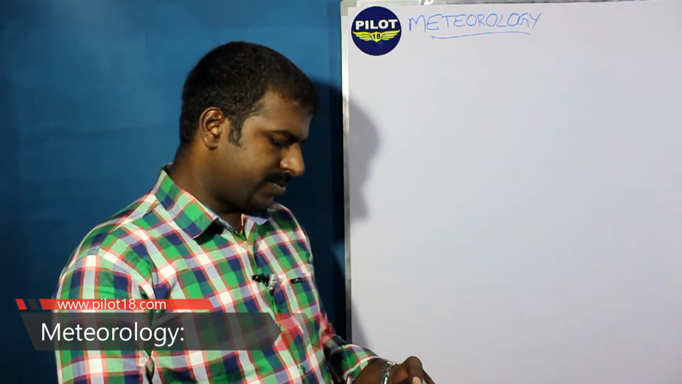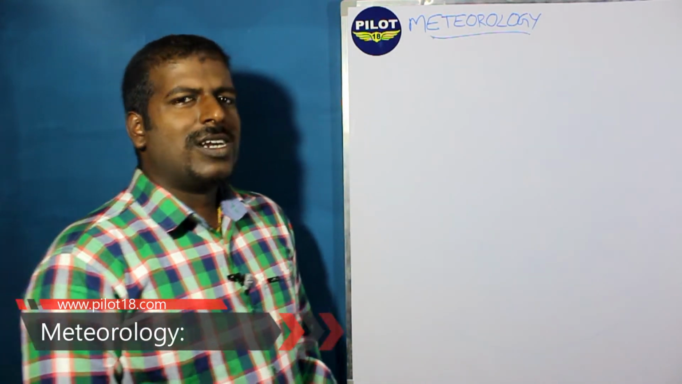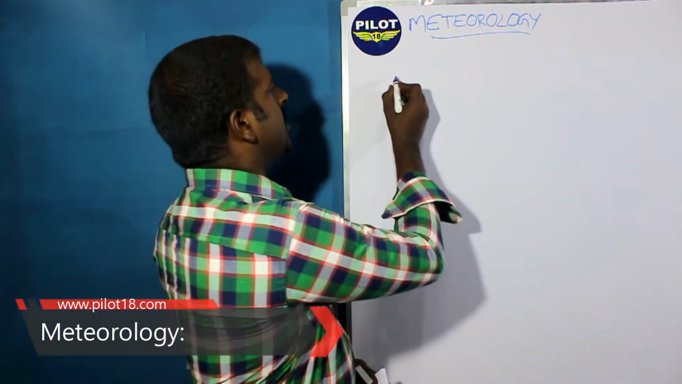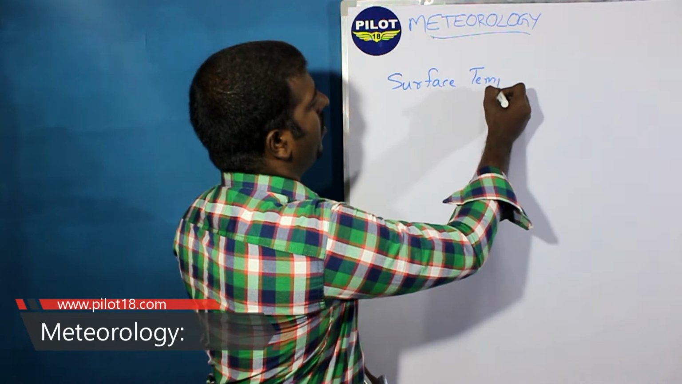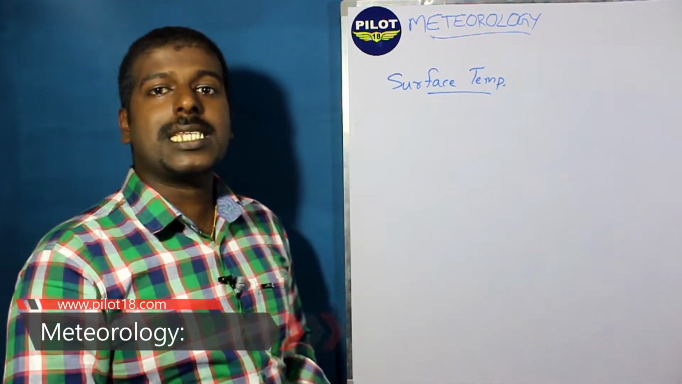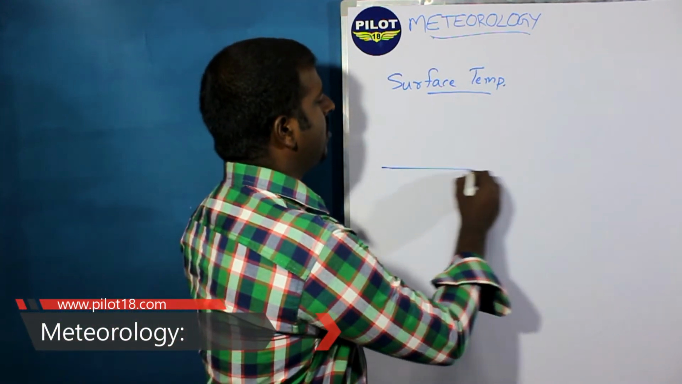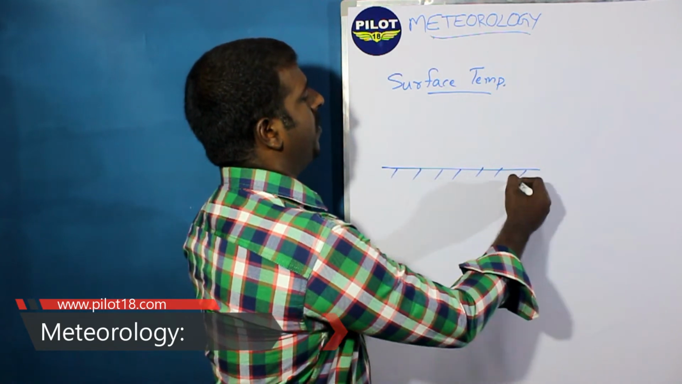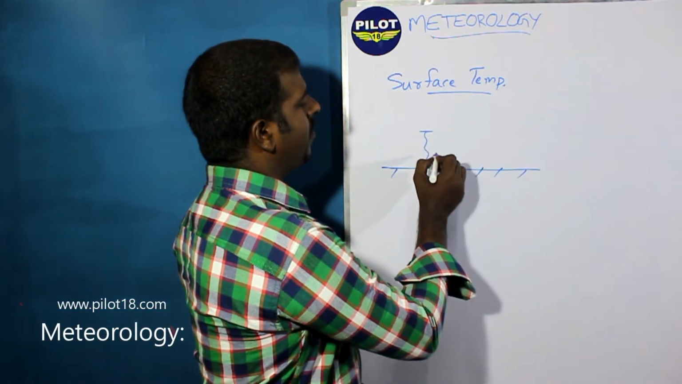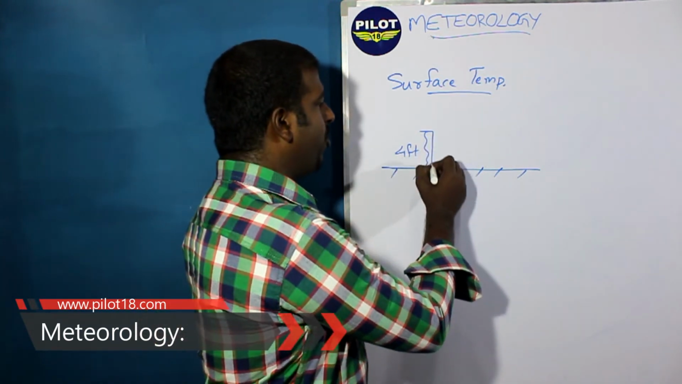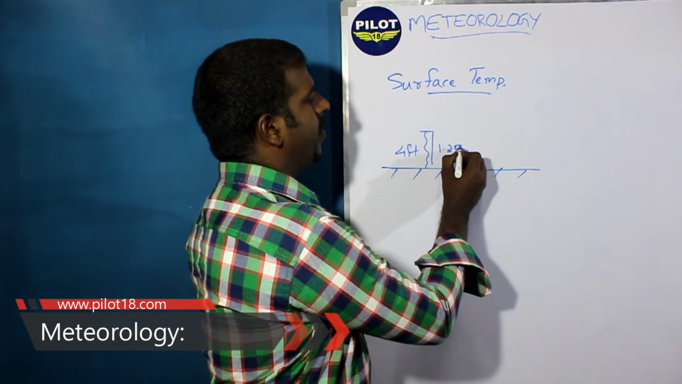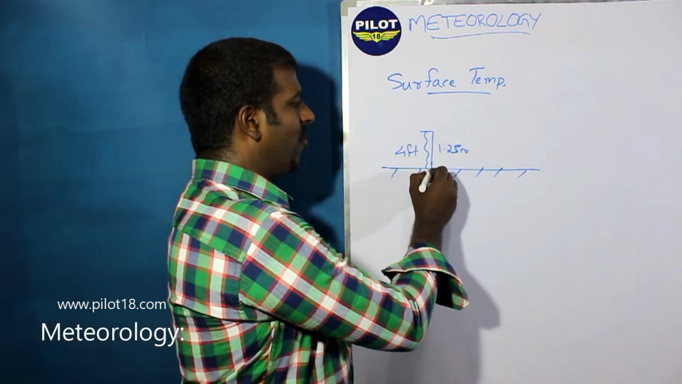So what is surface temperature? This is another point from our topic. Surface temperature is the temperature at the surface of Earth. From where is it measured? Remember this. It is measured from 4 feet height or 1.25 meter from the Earth's surface. Why?